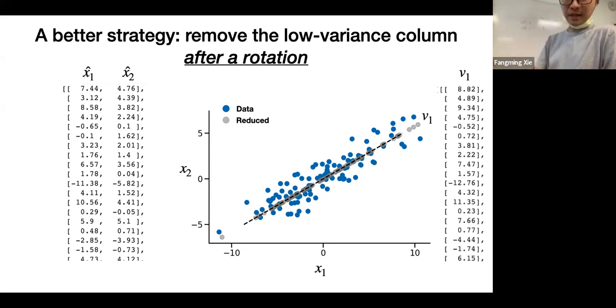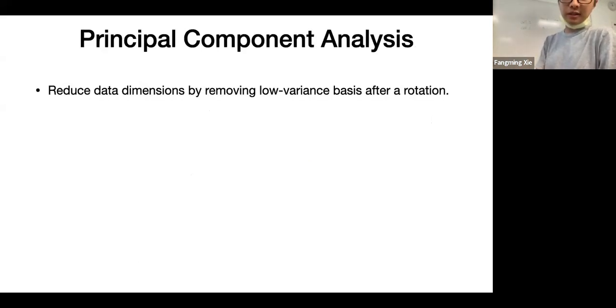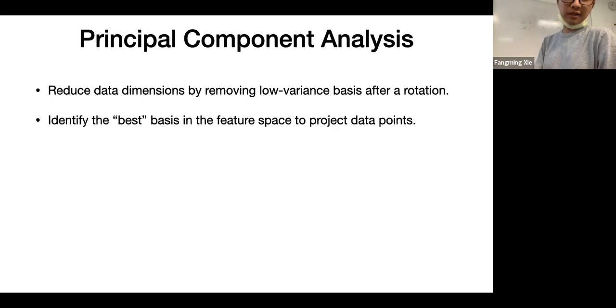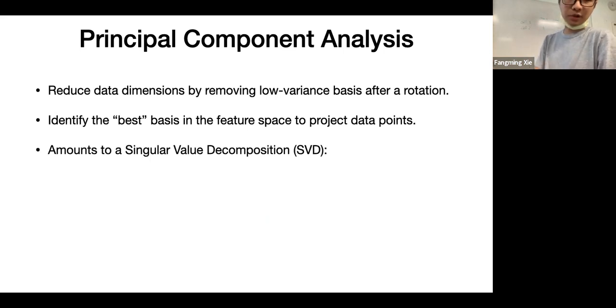That's an algorithm of how we can do this. So that's the idea essentially behind principal component analysis. What it does is it reduces data dimensions by removing low variance spaces, but after a rotation. And it needs to figure out the best rotation that you can do in your original feature space, in gene expression space, to project data points.